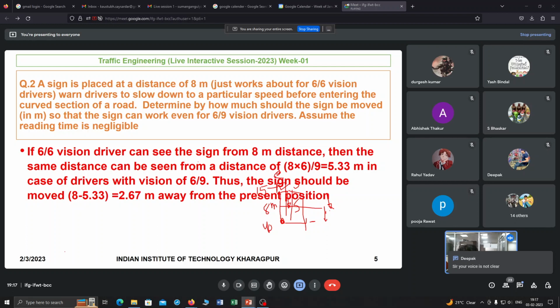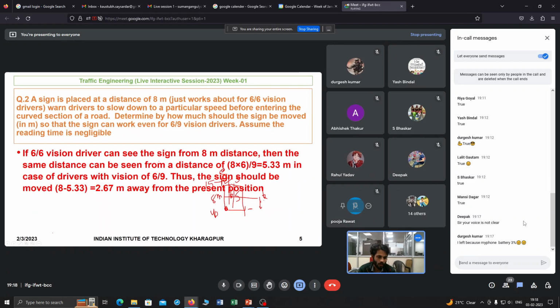Oh, my voice is not clear. Okay, so what should I do? Like, not everyone, you are not able to hear. Is it also now not clear, or is it clear? Can someone just reply in the chat box? Okay. So maybe you can adjust, Durgesh or Deepak.